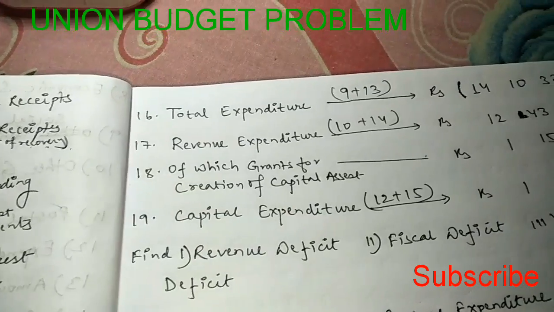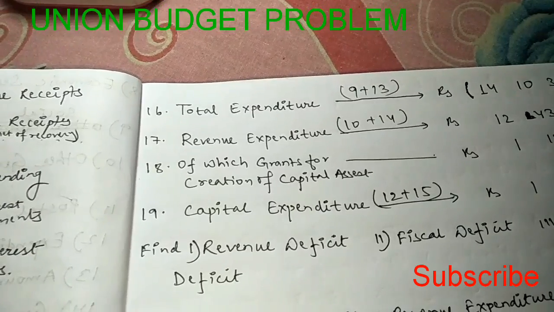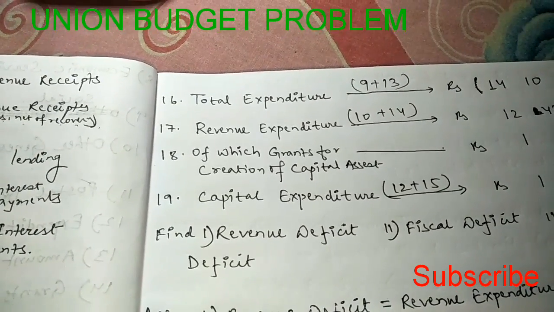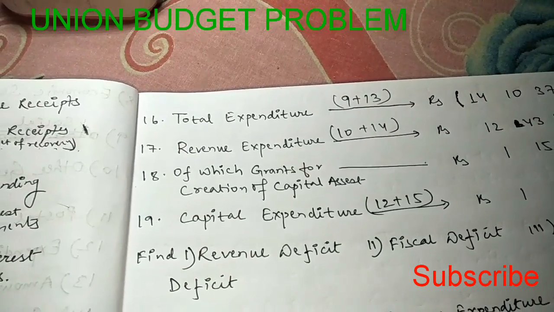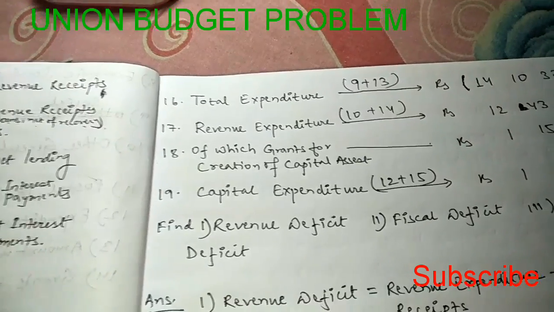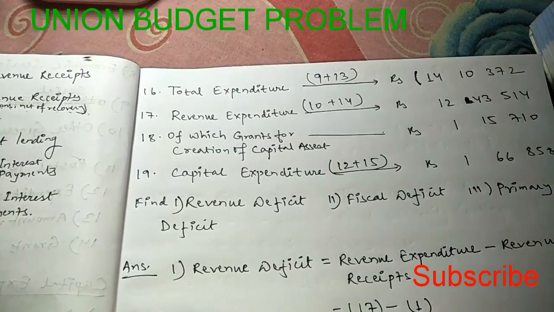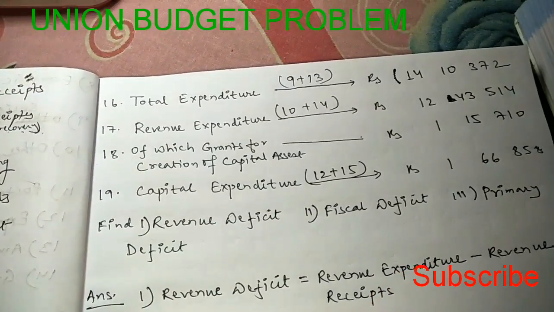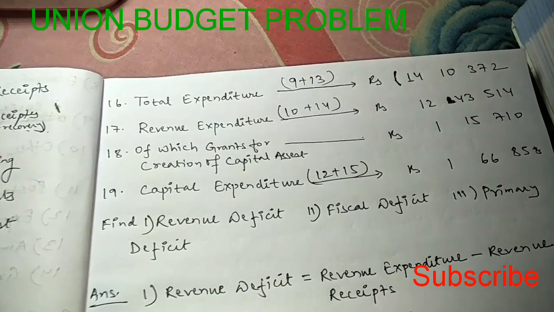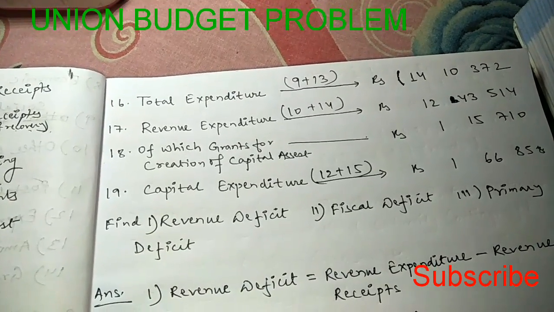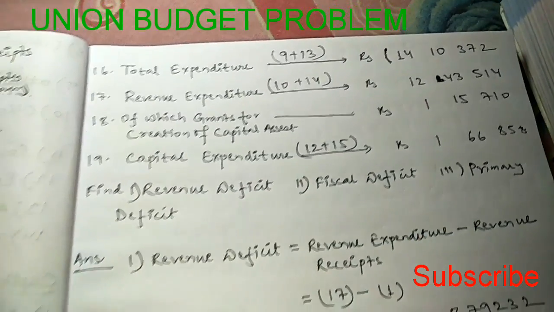Revenue expenditure is the revenue part of non-plan expenditure and the revenue part of plan expenditure. Both are added, then you get about 12 lakh. Data is given for total expenditure 14,10,372, and revenue expenditure is given as 12,40,000. If it is not given, you have to calculate it in the numerical. Of which grant for creation of capital asset 1,15,710 is given, and capital expenditure is given as 1 lakh.